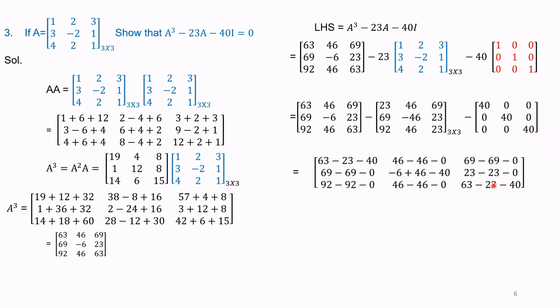Simplifying, we get 0, 0, 0, 0, 0, 0. So all 0, 0, 0. That is a null matrix. The sum is 0. Hence, we have proved it. Next problem. Problem number 4.